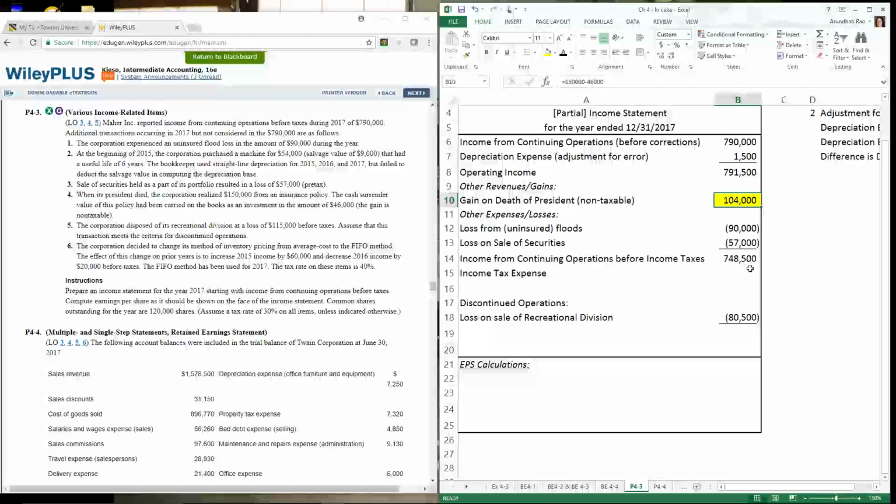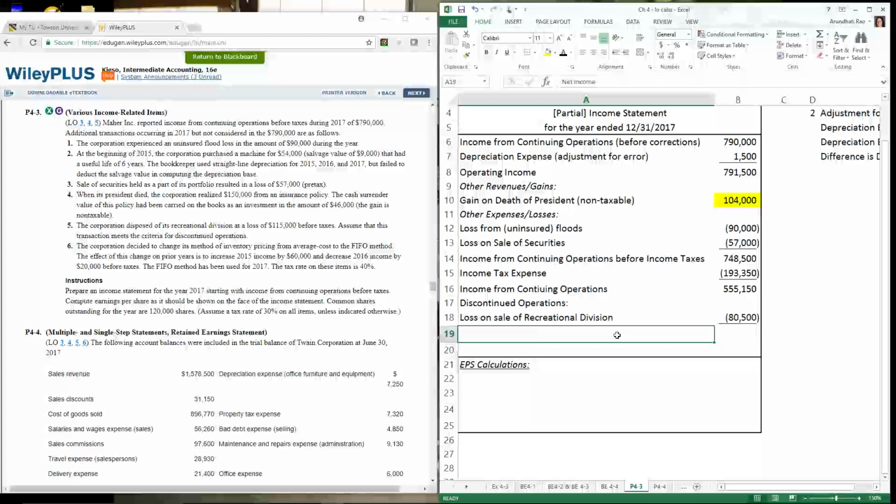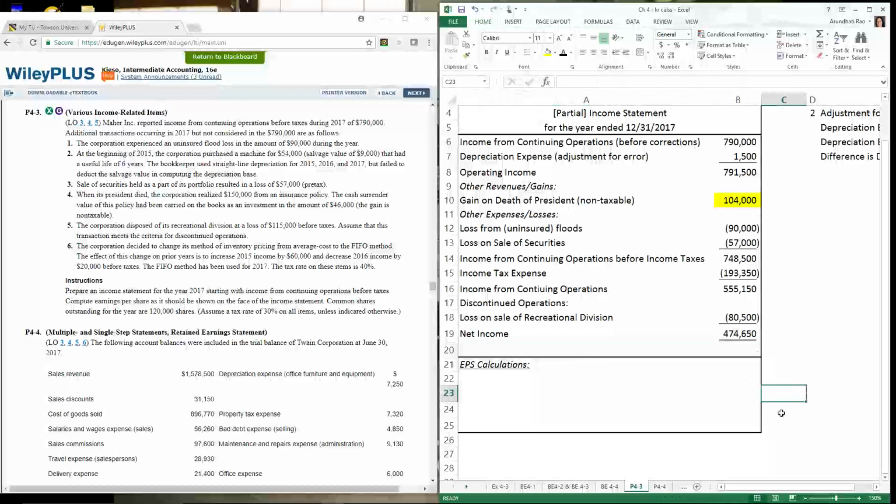$748,500 minus $104,000 times 30%. That gives me $193,350. This is the income before tax, the subtotal. We've already seen what the loss on sale of recreation division is, leaving me with a net income of $474,650. Okay. Now we have to do the earnings per share calculation.